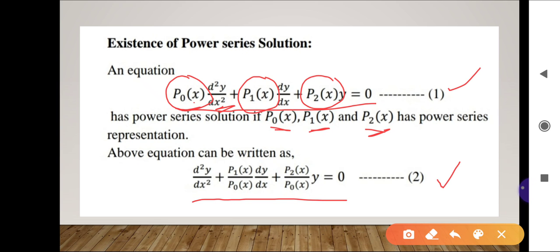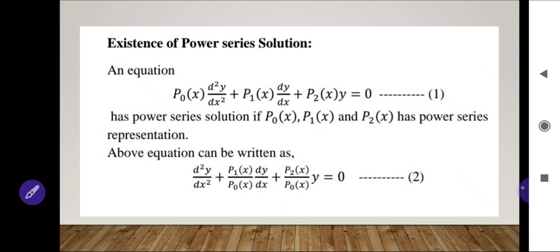Now, there are some conditions on this p0 of x, because this p0 of x is present in the denominator, and if this p0 of x becomes 0, that means this whole term becomes infinite, this also becomes infinite. So it should never be infinite. That means there are some conditions on this p0 of x. So depending on these conditions, we have some definitions.